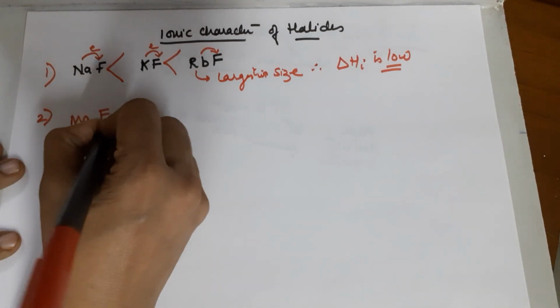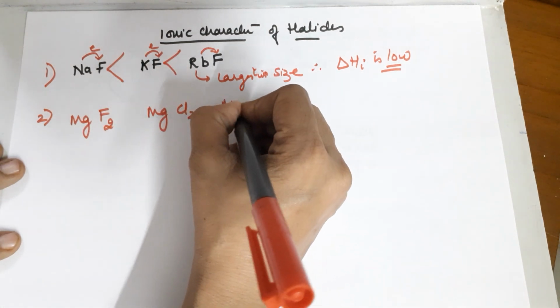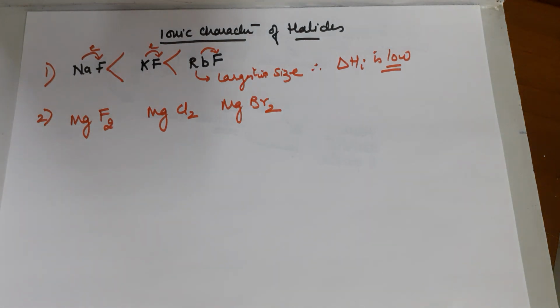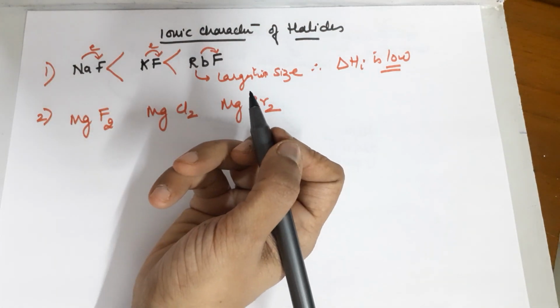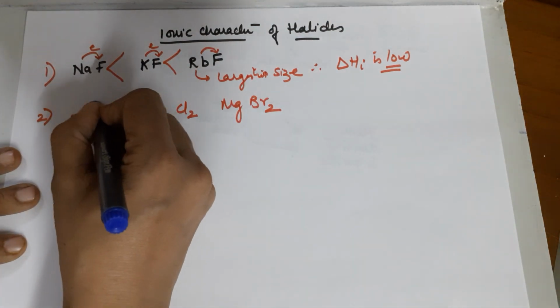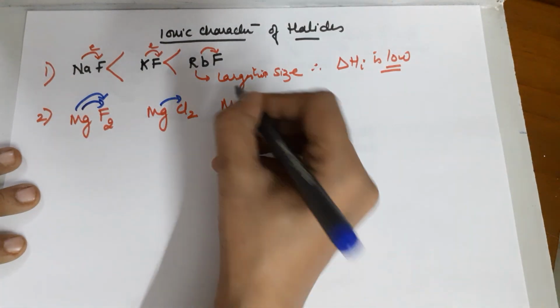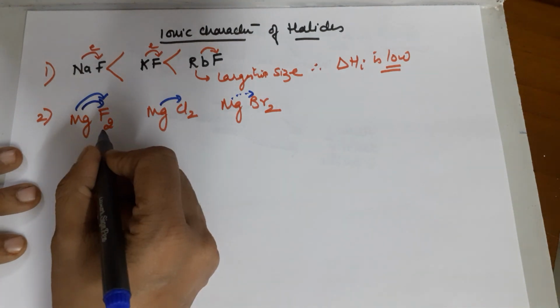If I have magnesium fluoride, magnesium chloride, and magnesium bromide, now under these circumstances, as you can see, all the three metals are the same. So the donating capacity remains the same. It is the pulling capacity which is more in case of fluorine, less in case of chlorine, and least in case of bromine, because fluorine is most electronegative.